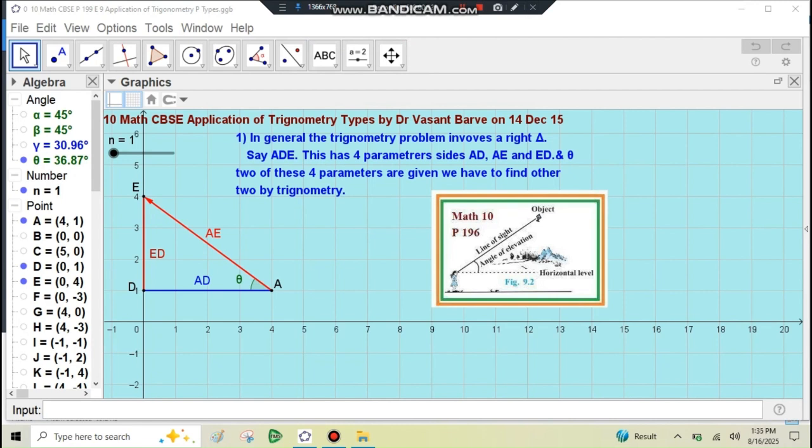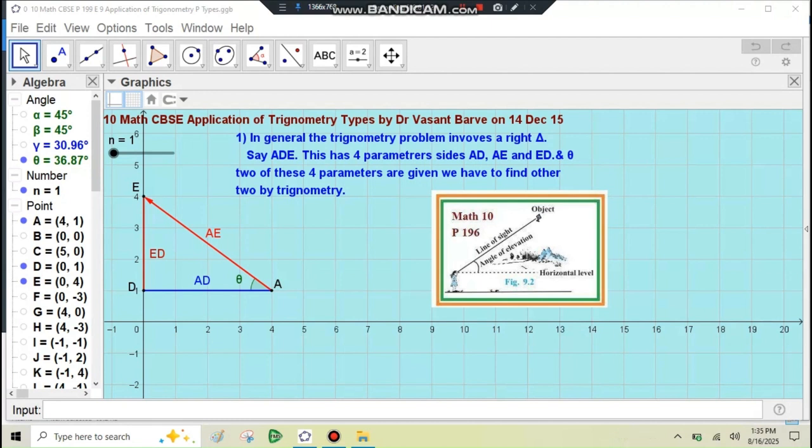Let's say triangle ADE here. Your right angle triangle here. Say this is the right angle, right? The two sides and the diagonal, and they are related. Say AD divided by AE is cos theta, ED divided by AE is sin theta, ED divided by AD is tan theta. So if you know these three relationships, it's possible for you to tackle any given problem in trigonometry.